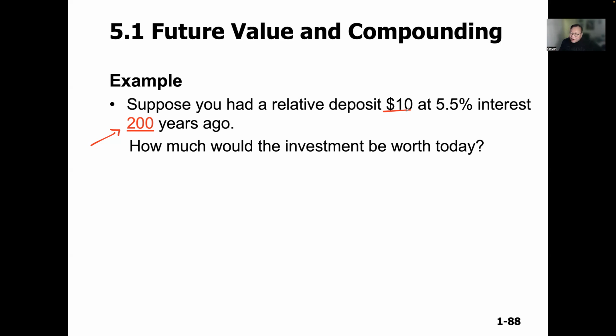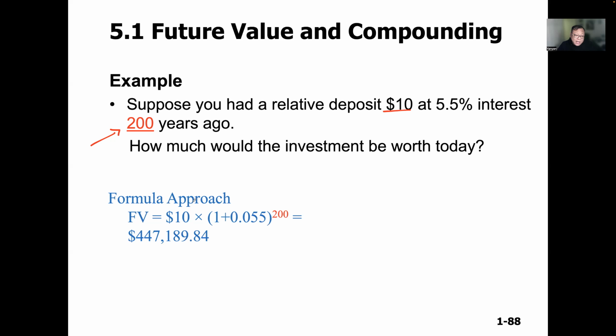You decided to starve one day to save $10 so that you can save some money for your far away children's children, right? And then let's say 200 years, okay? The interest you earn is 5.5%. So how much money will your descendants get in the future? Okay, so let's take a look. Let's use the formula.